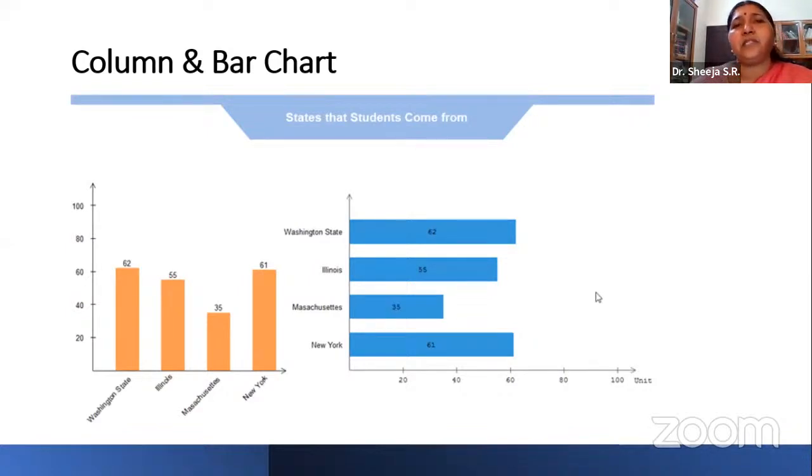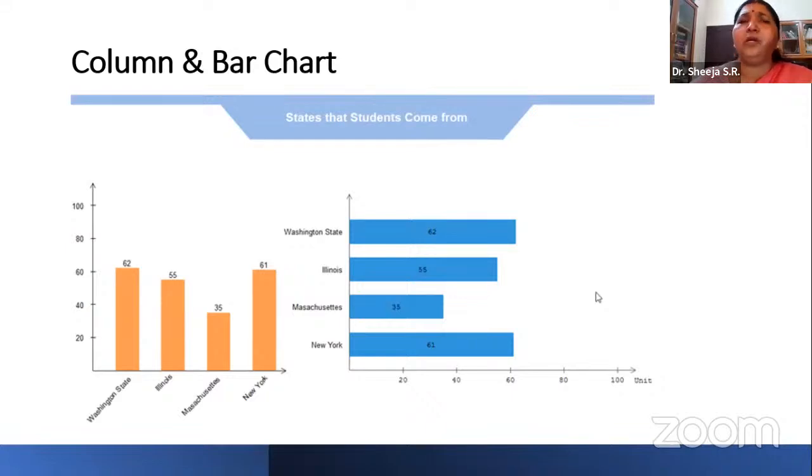Here, we have information regarding the states from where the students come. In the case of the column chart, frequency is taken along the y-axis, and the name of the states is given on the x-axis. So from this you can see that the largest number of students, 62, are from Washington state.